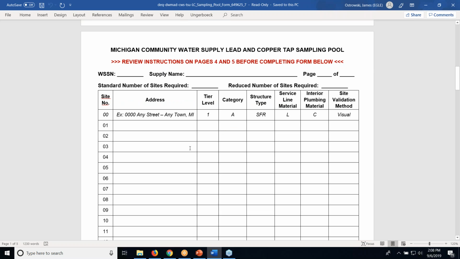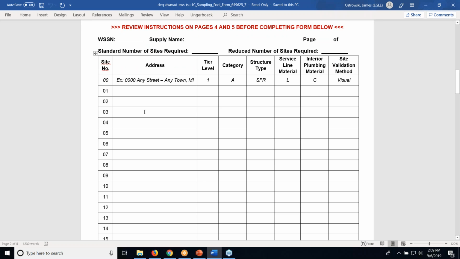The second page is a list of all of the sample sites that you have chosen based on the risk of lead-containing plumbing materials and lead exposure in your distribution system to be part of your compliance sampling. The number of required sites is your standard number of sites based on the requirements of the rule.